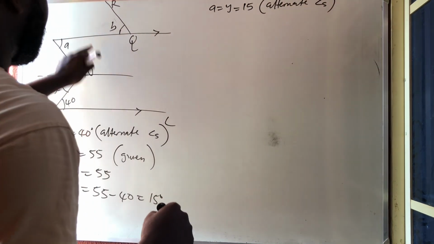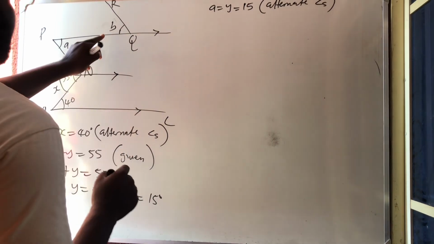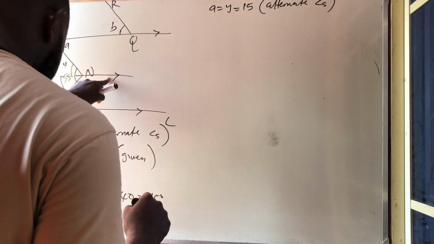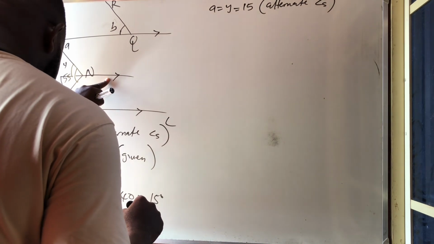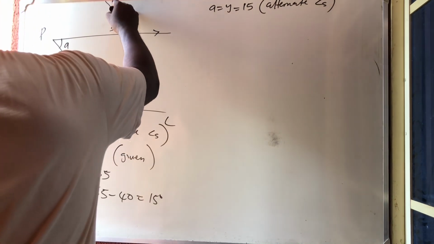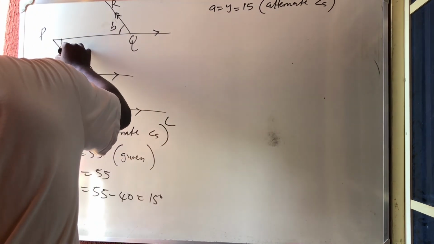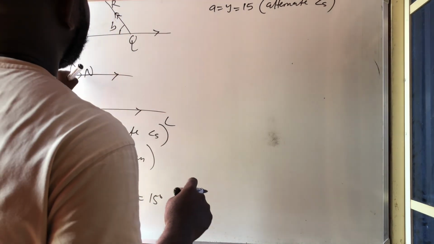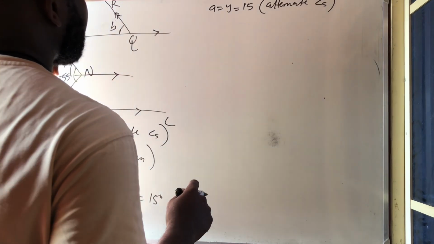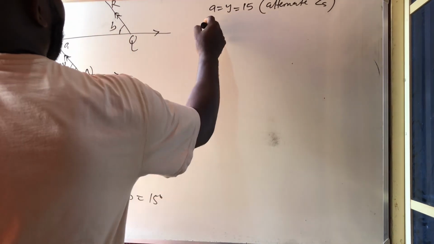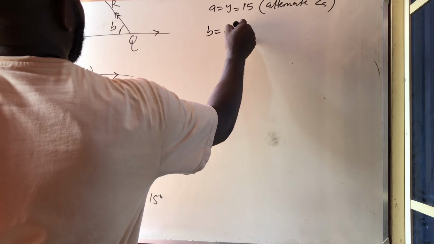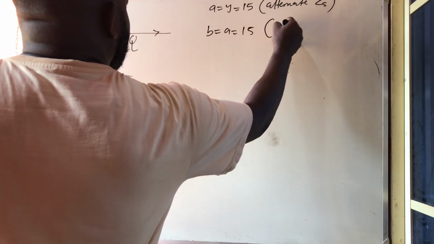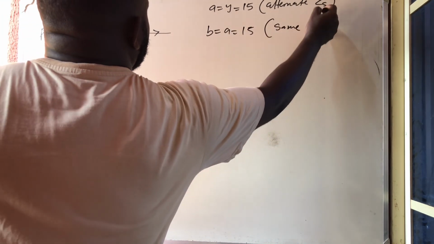When you have two parallel lines, they told us that here is parallel to here. So when you have two parallel lines and a transversal line, inside equal to outside, alternate angle. So finally we'll tell them that B is equal to A, which is equal to 15. The same reason again, which is alternate angle.